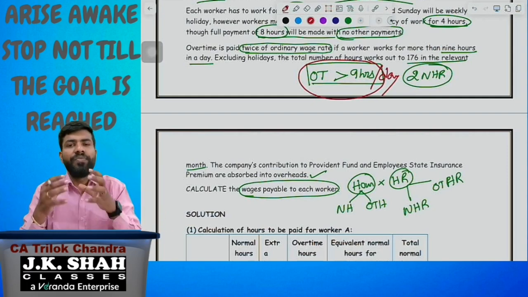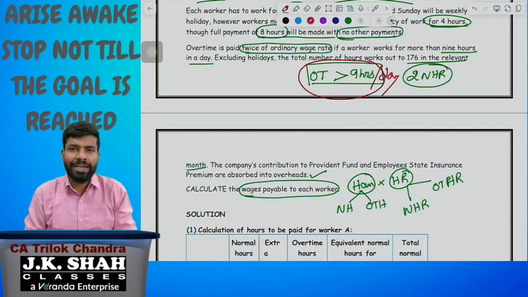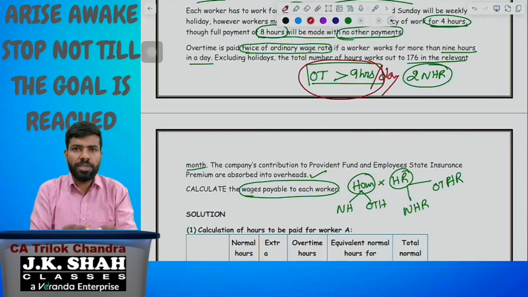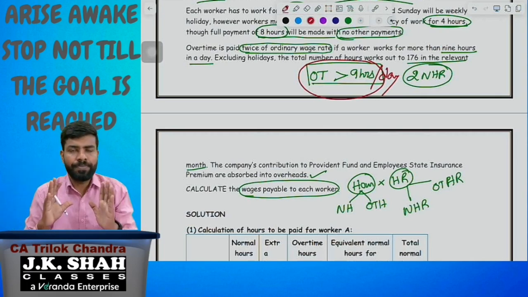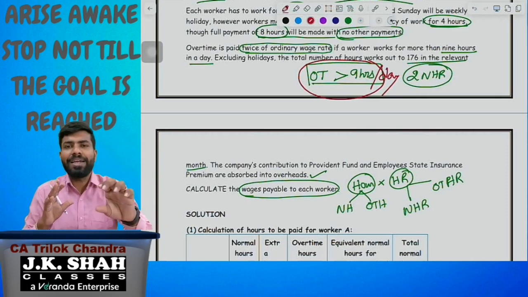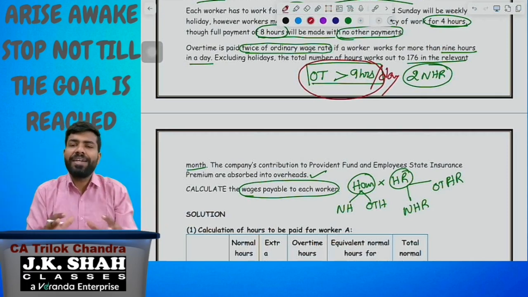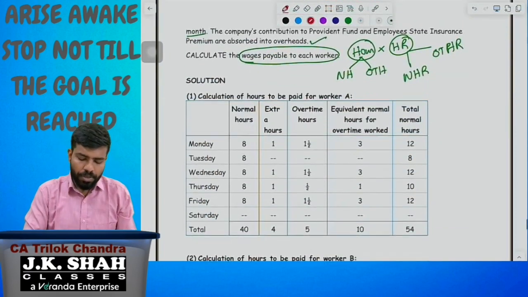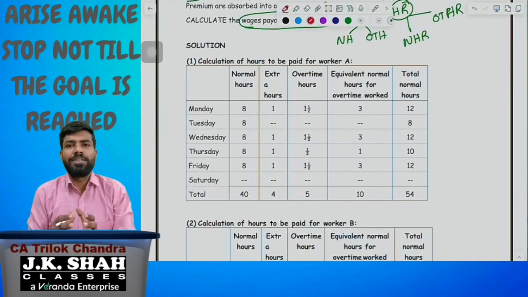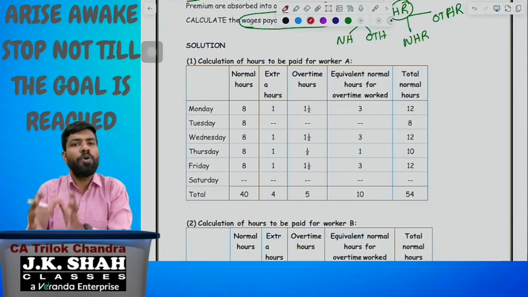Point number 2, we need to calculate the normal hourly rate as well as the overtime hourly rate. As per the condition given in the question, the overtime hourly rate is double the normal hourly rate. So first we'll calculate the normal hourly rate and multiply it by 2, and we'll get the overtime hourly rate. When it comes to the normal hourly rate, we need to consider two things: basic wage rate and dearness allowance. Okay, now let us discuss first normal time and overtime.